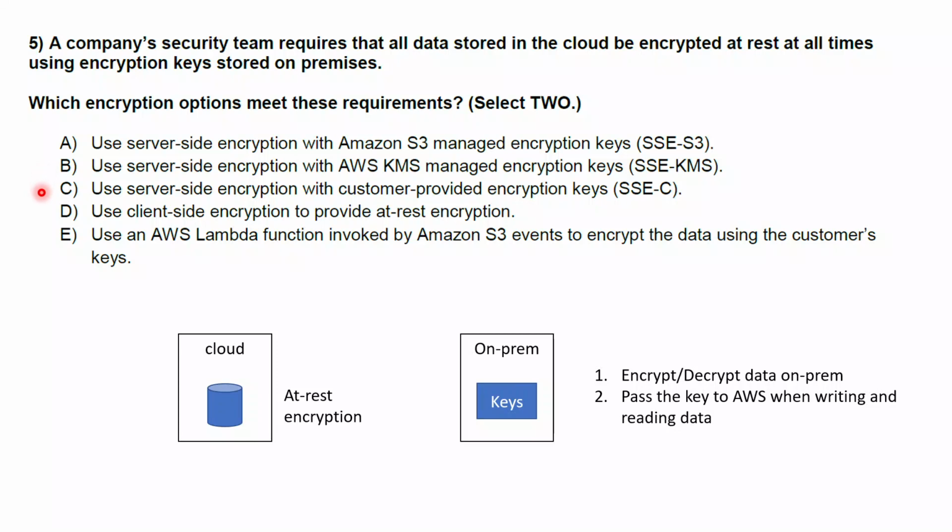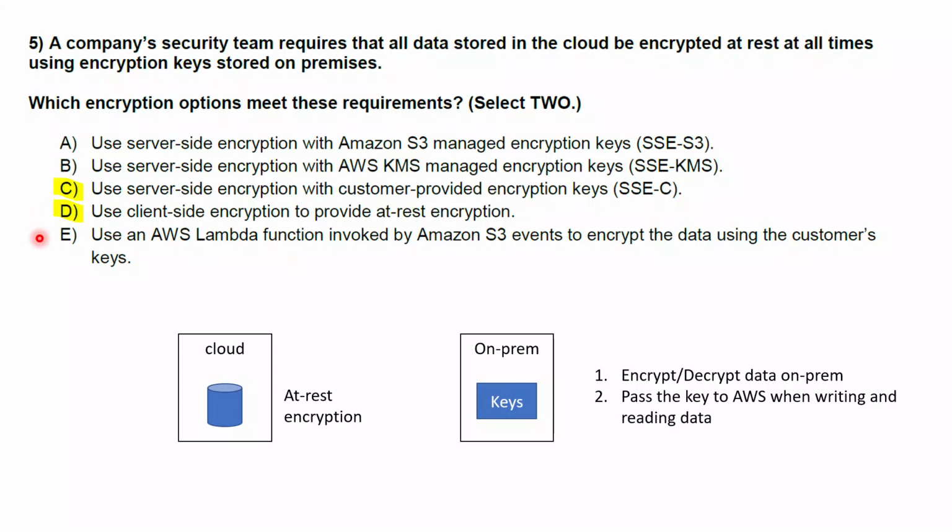The choice C, S3 server-side encryption with customer-provided keys will meet the requirement. Here, the caller provides the encryption keys when they make the request to S3. And with choice D, we are going to use client-side encryption. This is also a valid option. Data is encrypted and decrypted on premises.